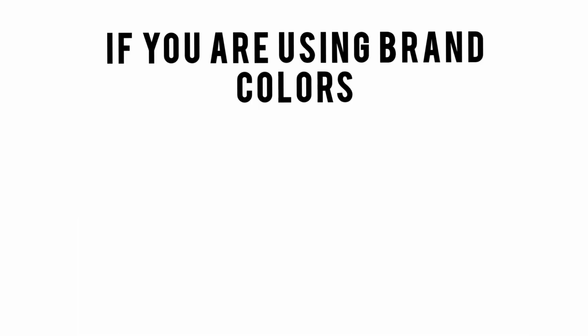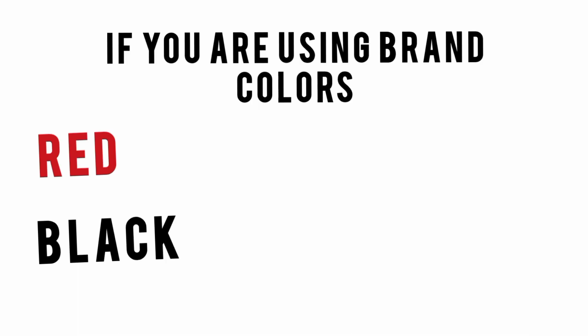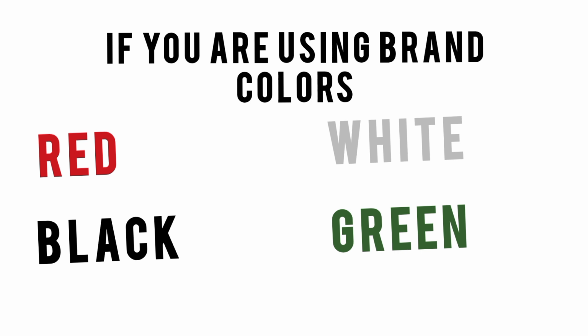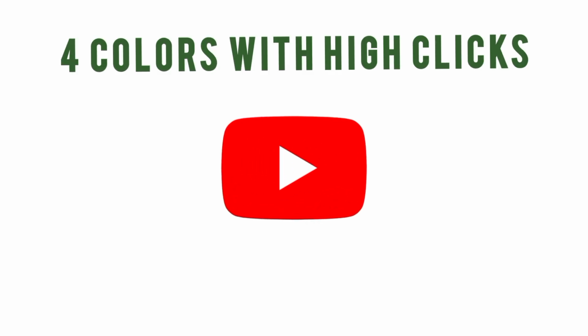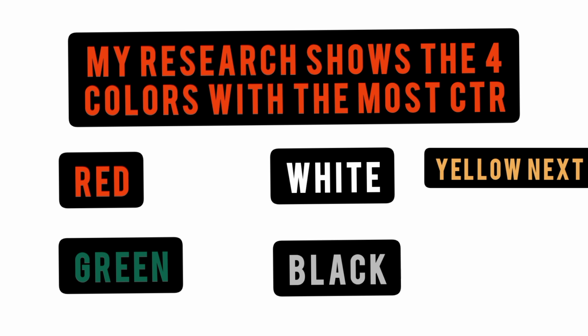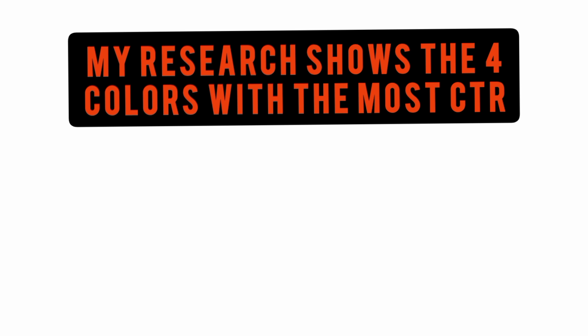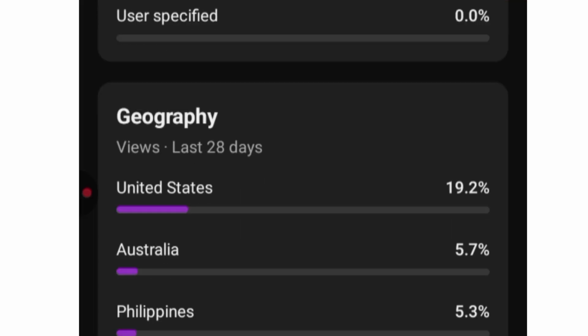If you are branding your colors, make sure to add either red, black, white or green, because these colors always get eye clicks on YouTube. I took the pain to do the research, and every good thumbnail out there with a very good click-through rate has either of these four colors. For more about thumbnails, check out my channel for the video.